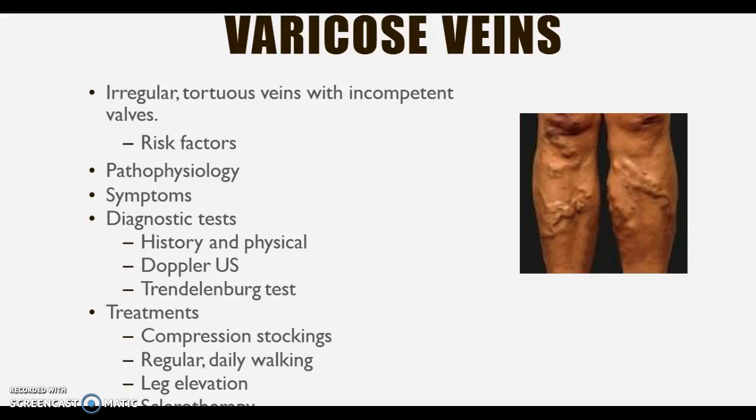Another problem that we can see with our venous system is varicose veins. These are very irregular, tortuous veins with incompetent valves. First of all, varicose veins can occur anywhere. We see varicose veins in the GI tract, and we call them esophageal varices. We see them in the rectum, and we call these hemorrhoids. Usually it affects the veins of the lower extremities, the long and short saphenous vein.